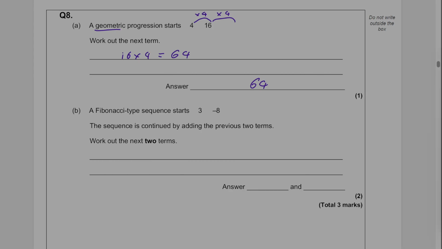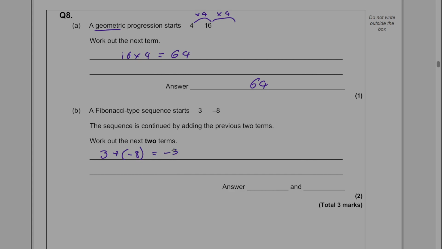Right, part B. Fibonacci style sequence starts 3 and then minus 8. The sequence is continued by adding the previous two terms. Find the next two terms. Okay, so the next term is going to be 3 plus minus 8, which would give us minus 5. And then the next term would be minus 8 plus minus 5, which would give us minus 13. So minus 5 and minus 13.